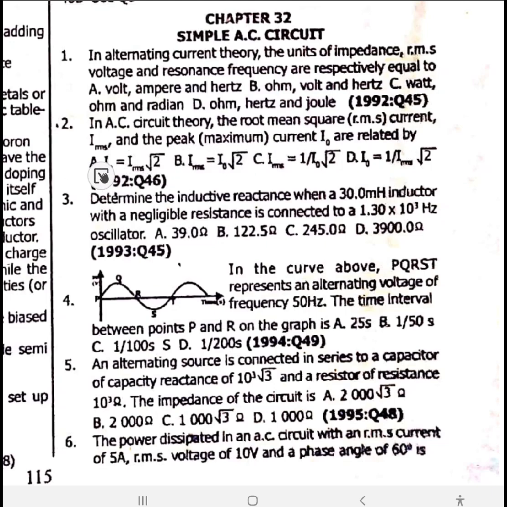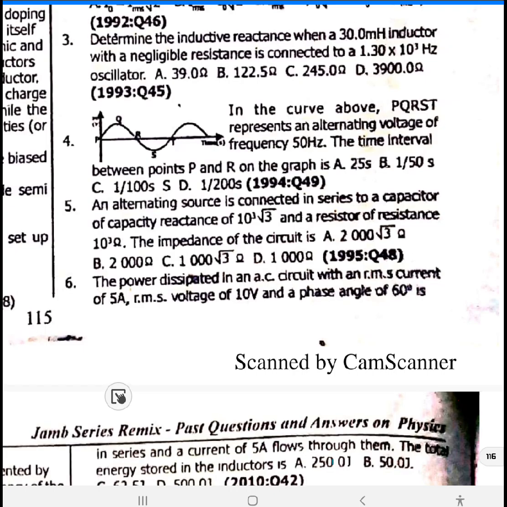related by: the peak is equal to root 2 times the RMS. The RMS is equal to the peak over the square root of 2, option B. Number 3 has to do with calculation. 4 has to do with calculation. 5 has to do with calculation.